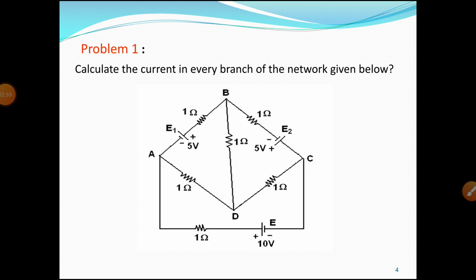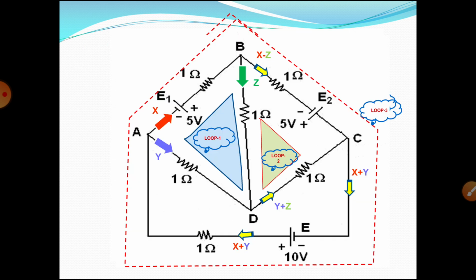This problem was calculated previously with the branch current method, where we arbitrarily assumed currents in branches AB, BC, DC, AD with the help of X, Y, Z. So this we have already learned. Here we assumed that at node A, the current in branch AB is X, the current in BD is Z, and in branch AD is Y. Here X, Y and Z are three unknown branch currents flowing in branches AB, AD, BD respectively.